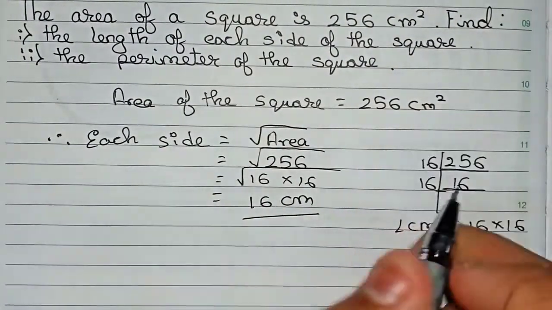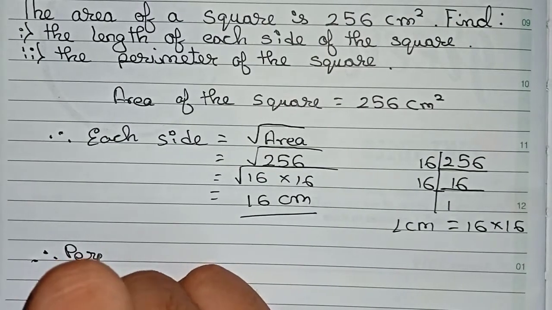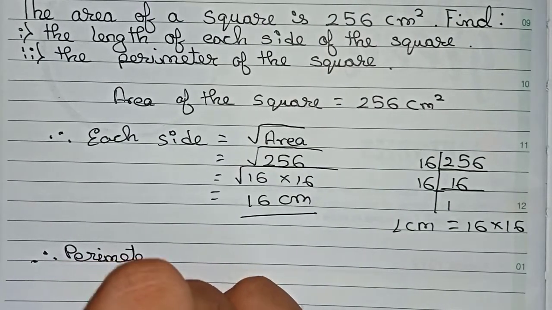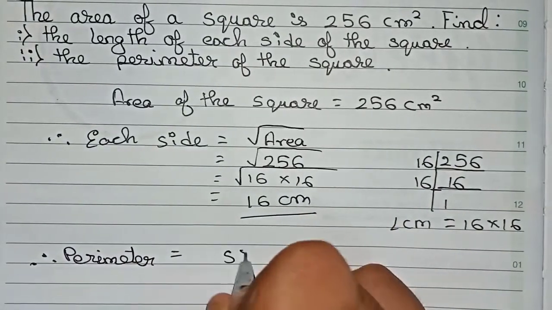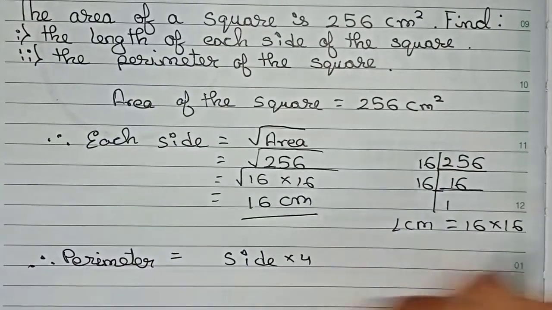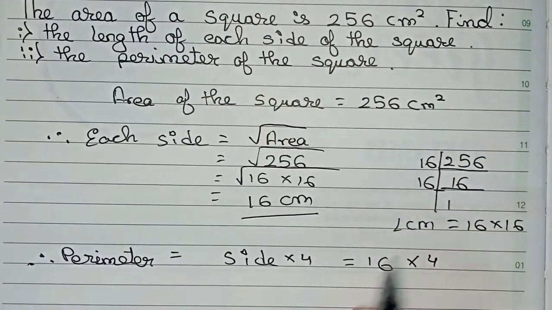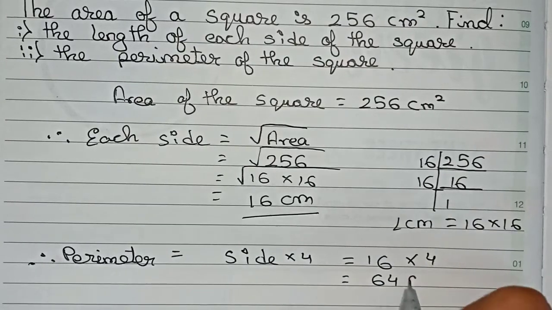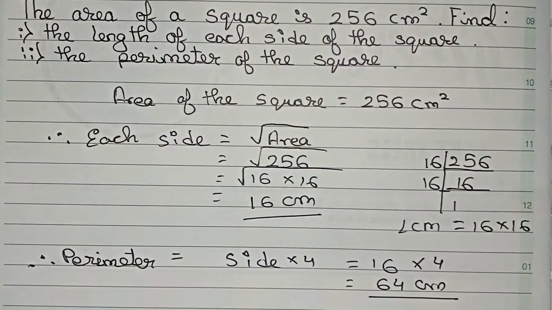Now I have to find the perimeter of the square. So therefore I write, perimeter equals, so the perimeter formula will be side into 4. So side is our 16 into 4, which will become 64 centimeter. So this is the final answer for this question. So let's move on to our next question.